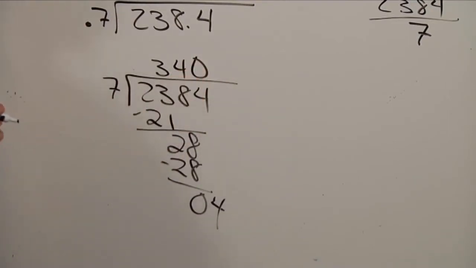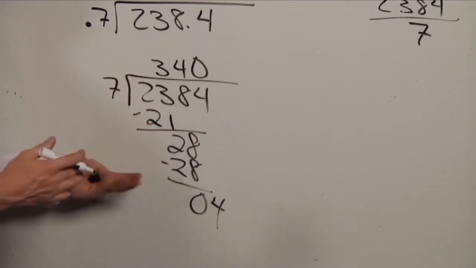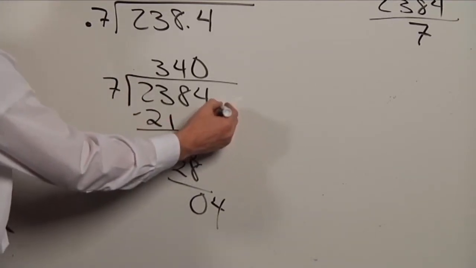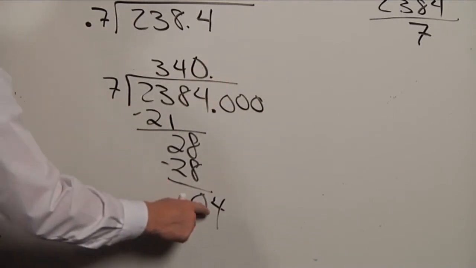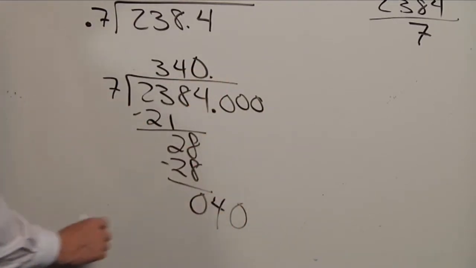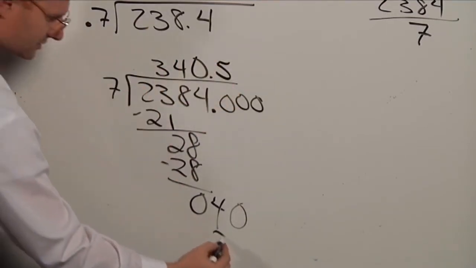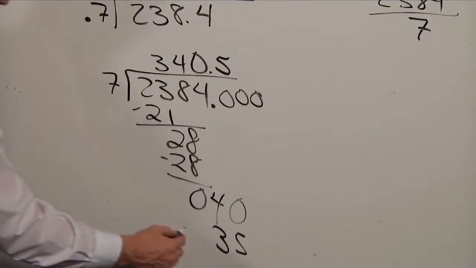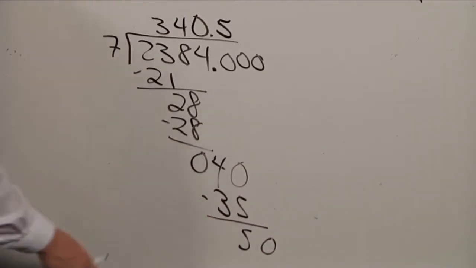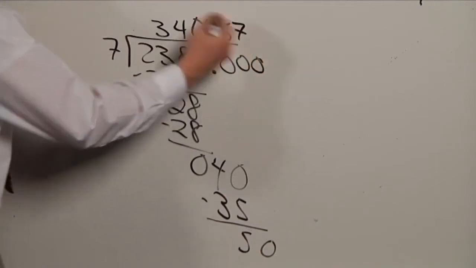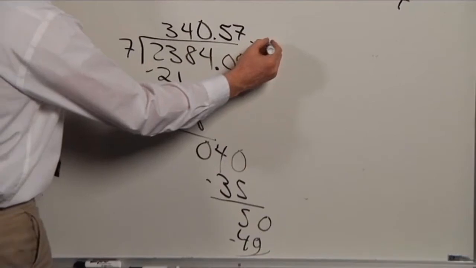Now this is where you get to change this. Instead of just saying, oh, we must have a remainder 4, put a decimal there and say, hey, let's keep going. Let's see what happens. 7 goes into, drop that 0 down, 40. 7 goes into 40 5 times. 5 times 7 is 35. And then you subtract. 7 goes into 50 7 times. 49. And it keeps going like that.